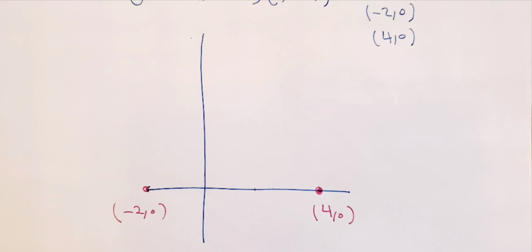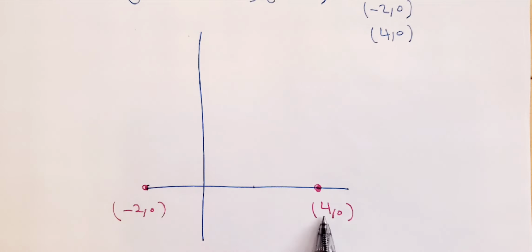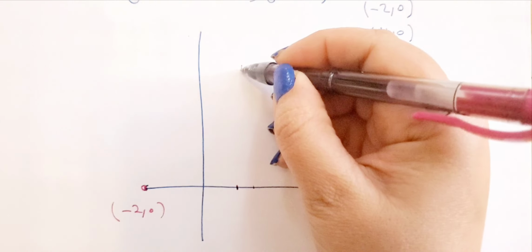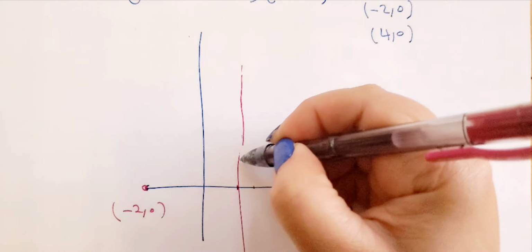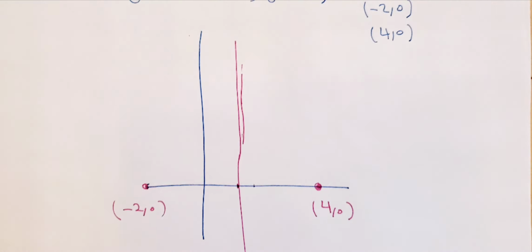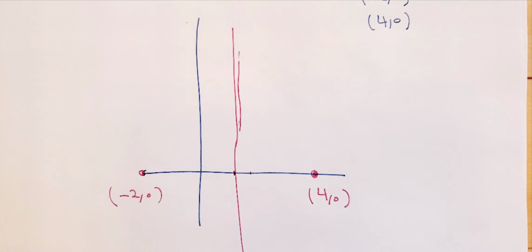Okay, now the line of symmetry, as I mentioned, would be exactly halfway through these points. So from -2 to 4, the distance is 6 units. So I have to move 3 units. So 2 units here, and 1 unit here. So my line of symmetry would be something like this. Okay, so it needs to be in a straight line. Sorry, I'm not good at drawing straight lines.